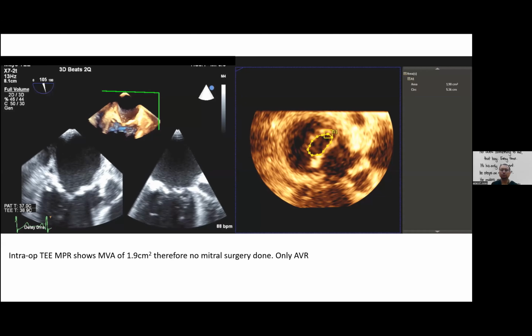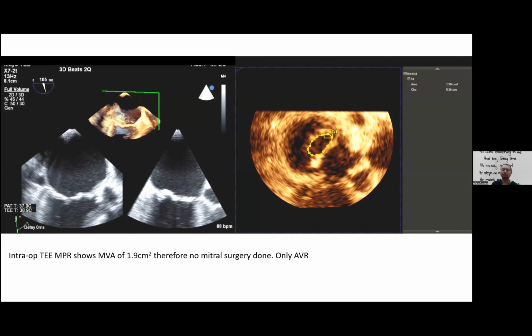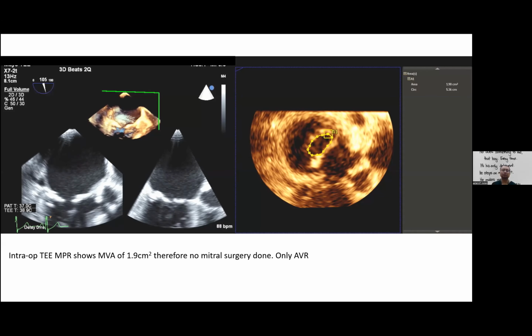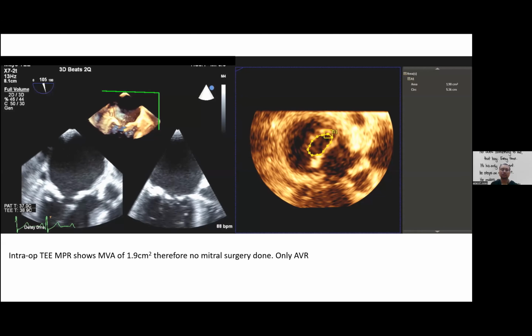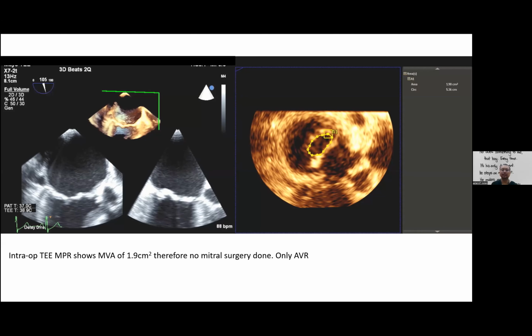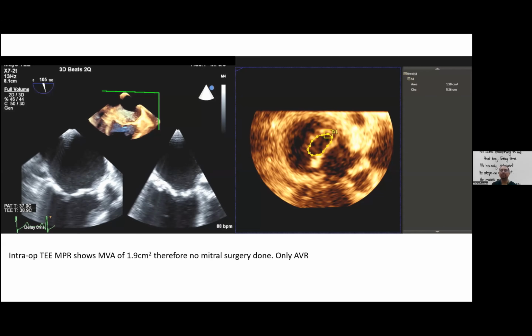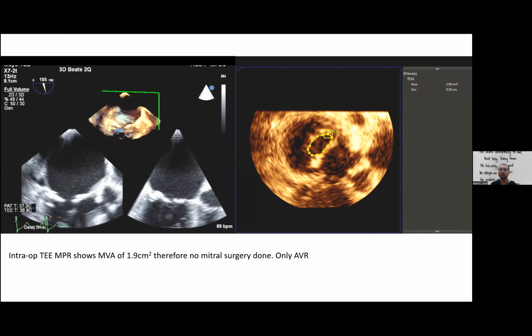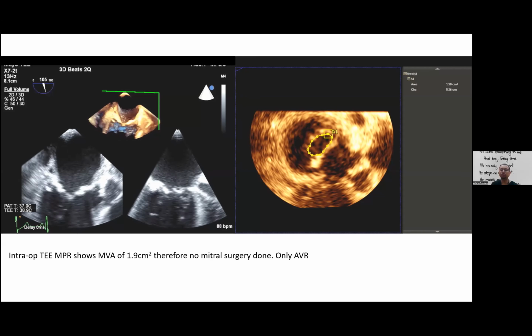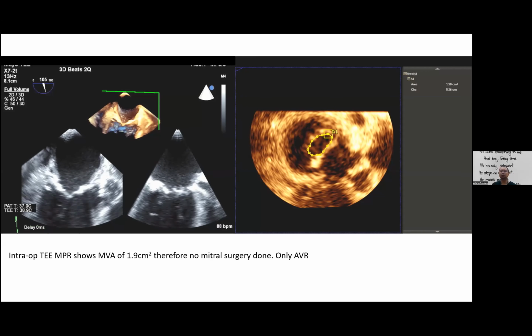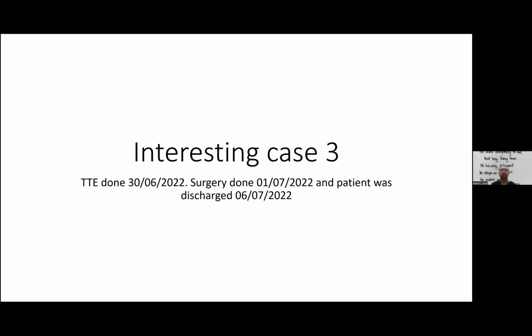I also do this 3D way of very accurately measuring a mitral valve area. This is what we call a multi-planar reconstruction, to ensure that we are cutting at the narrowest point of the mitral valve leaflet. This multi-planar reconstruction shows the mitral valve area of 1.9 centimeters squared. So it is only mild mitral stenosis. There is no mitral surgery done, only aortic valve replacement.